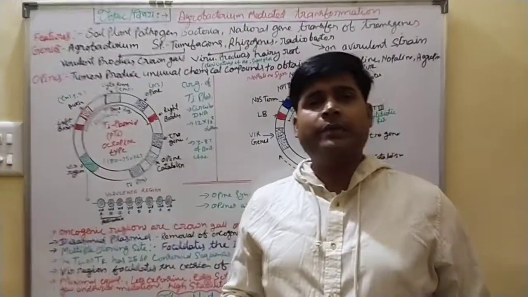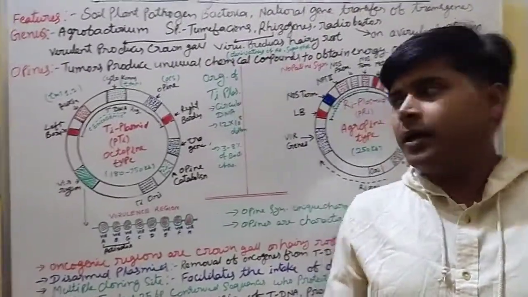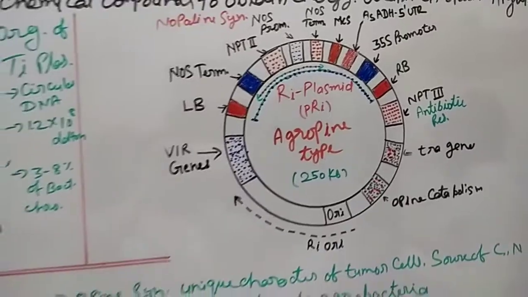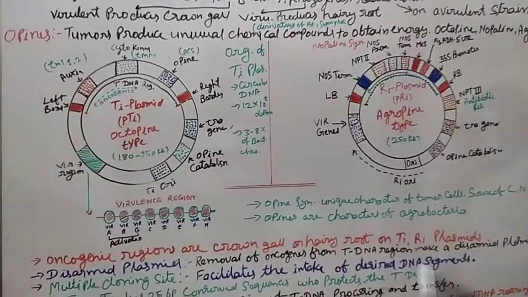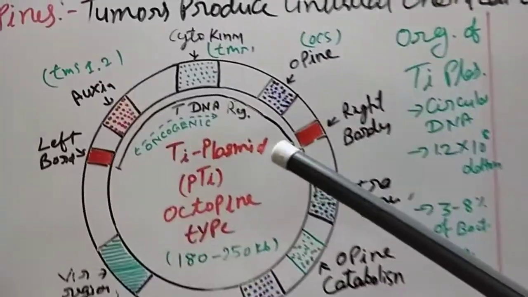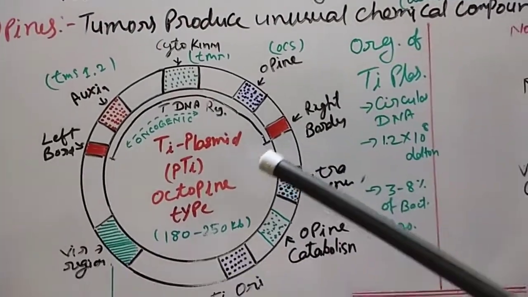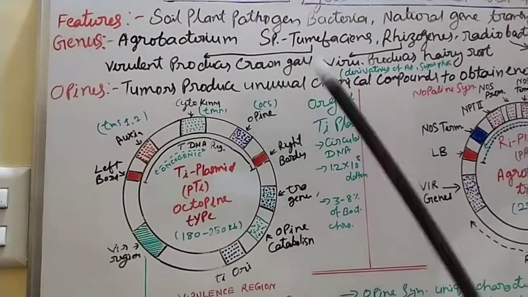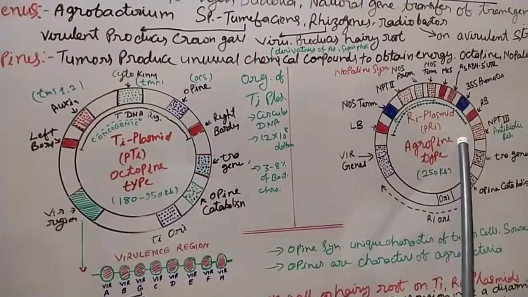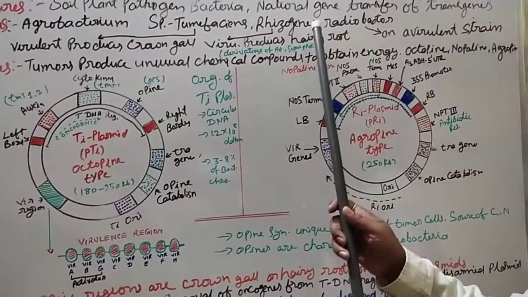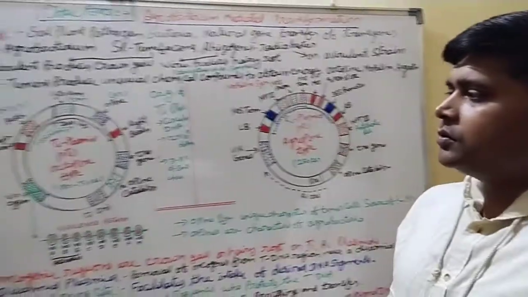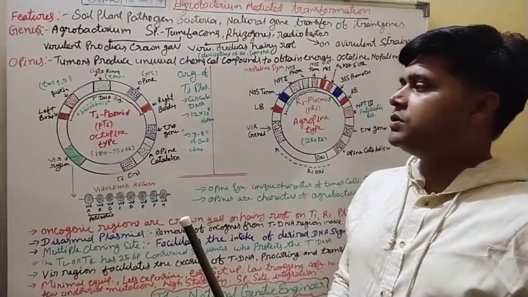There are two types of plasmids in Agrobacteria. One is the Ti plasmid and another is the Ri plasmid. So what is the Ti plasmid? Ti plasmid is the tumor-inducing plasmid. It comes from the species tumefaciens, which produces crown gall, while the Ri plasmid comes from the rhizogenes species and it produces hairy root disease. Is it clear?